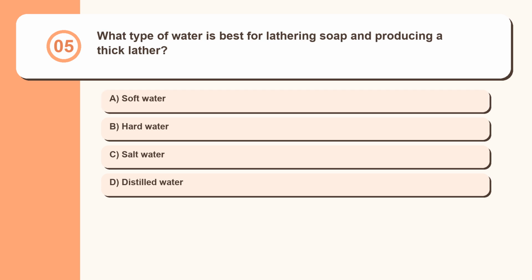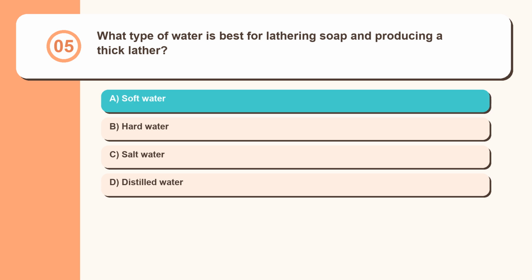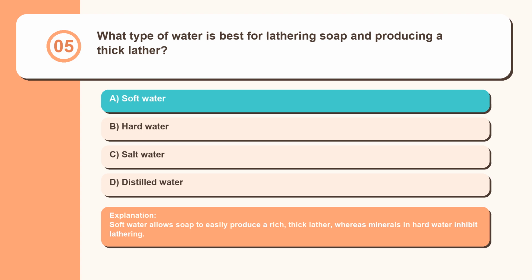Question 5. What type of water is best for lathering soap and producing a thick lather? Soft water, hard water, salt water, distilled water. Soft water allows soap to easily produce a rich, thick lather, whereas minerals in hard water inhibit lathering.